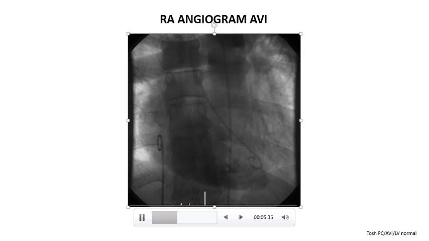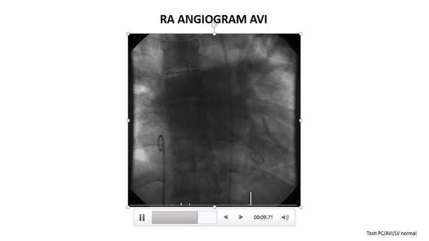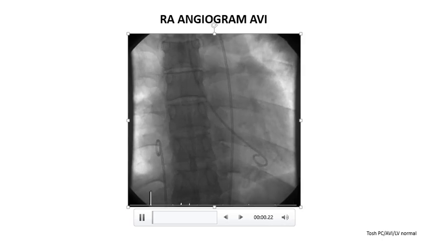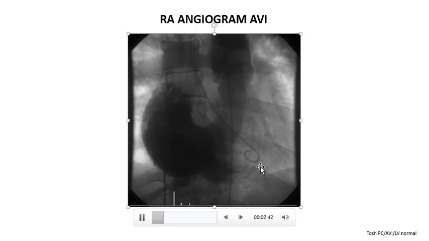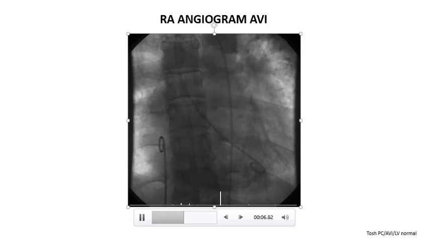I'll play it again, try to follow that sequence. The dye thins out, so you lose the picture. Then it comes back to the left atrium from the lungs via the pulmonary veins, fills the left ventricle where this catheter is, as in the first slide. I'll play it through one more time.